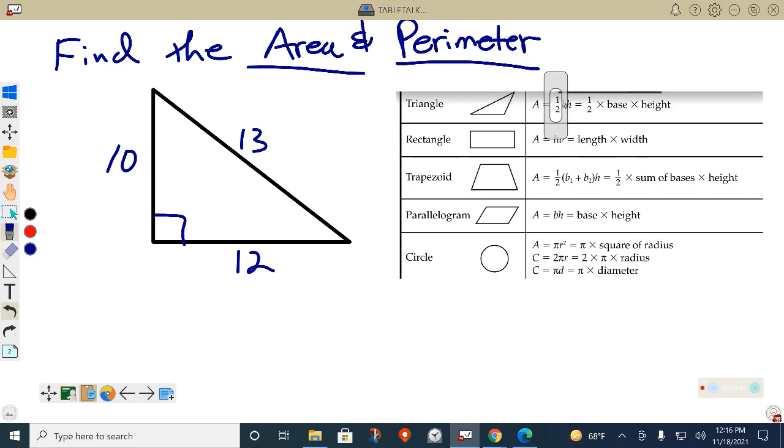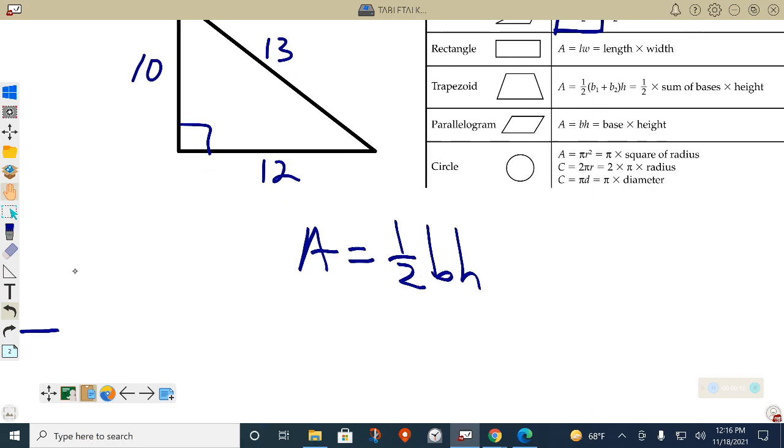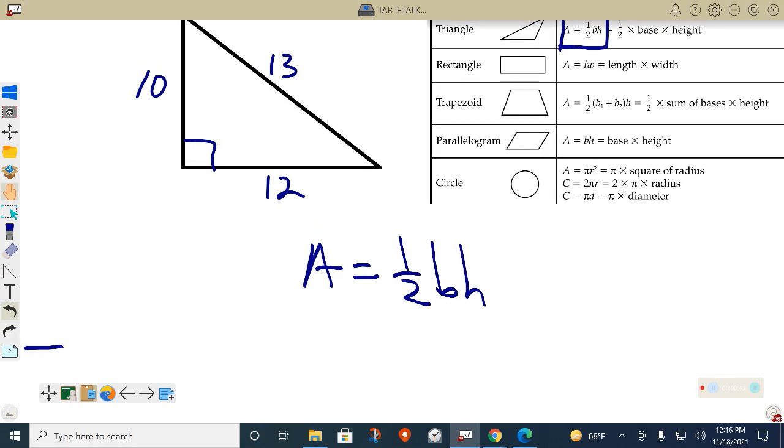So I left this formula sheet for you, for your own reference on C42. Here's the formula, base times height. So let me write the formula right here underneath the triangle. Area equals 1/2 base times height. All right. What is the base and what is the height? That's the question.